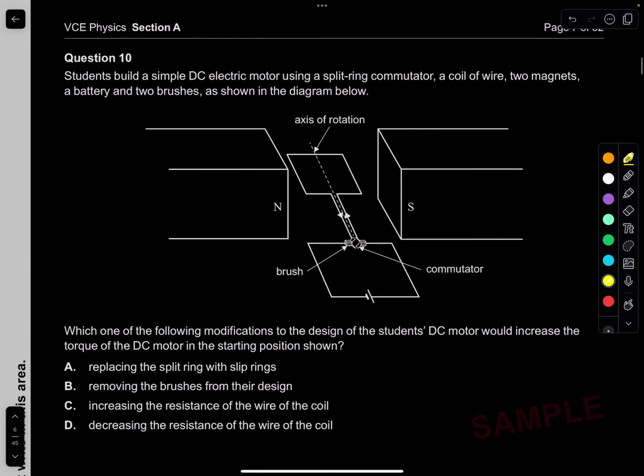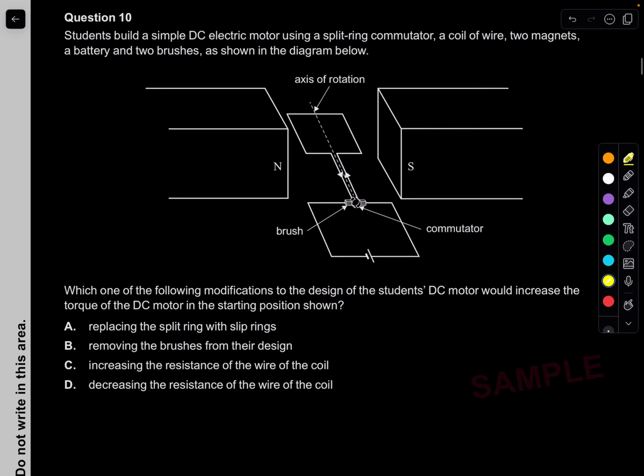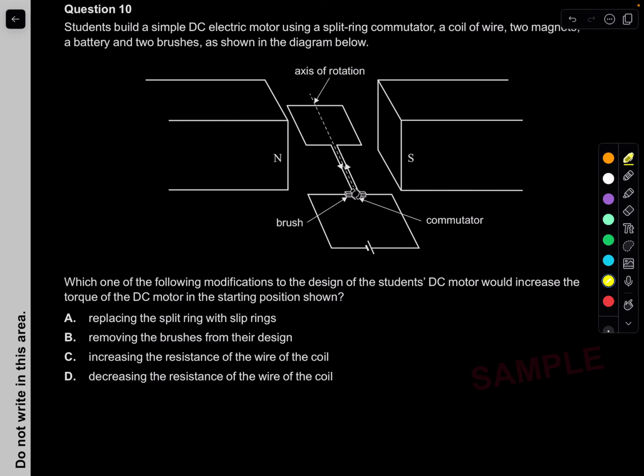Beautiful. Question 10. Students build a simple DC electrical motor using a split ring commutator, a coil of wire, 2 magnets, a battery, and 2 brushes as shown in the diagram below. Perfect. Which of the following modifications to the design of the student's DC motor would increase the torque of the DC motor in the starting position shown? So the first one is replacing the split ring commutator with slip rings.